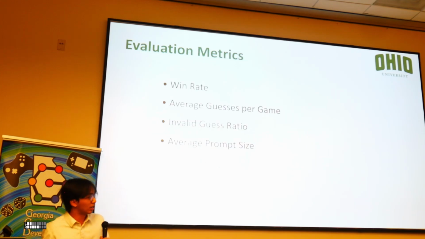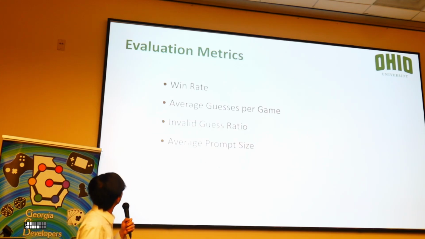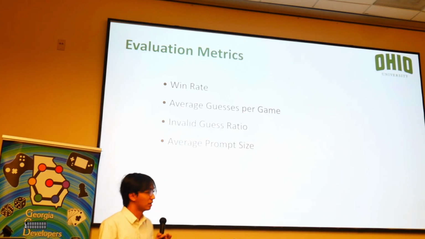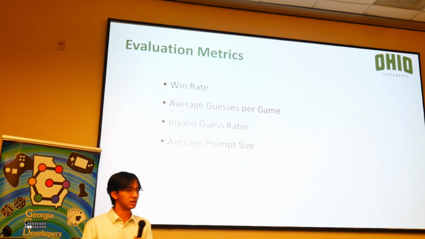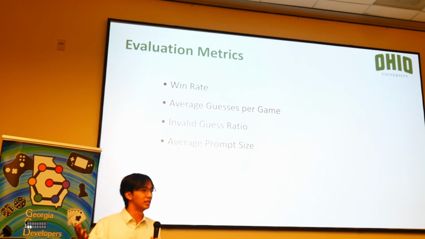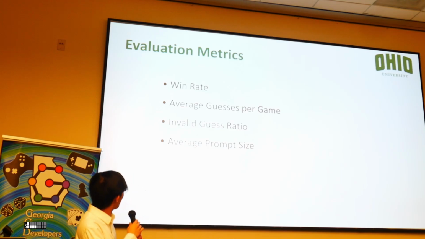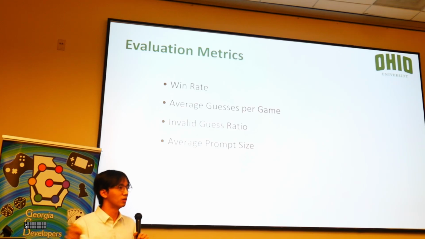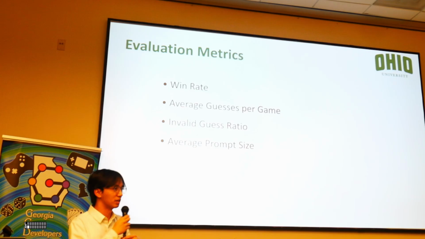Our evaluation metrics for this problem include win rate, average guesses per game, and invalid guess ratio, for example, it tries to guess A, B, C, D, E, which is not a valid word. We didn't really measure prompt size at the end because we tried to keep it as uniform as possible across multiple models.